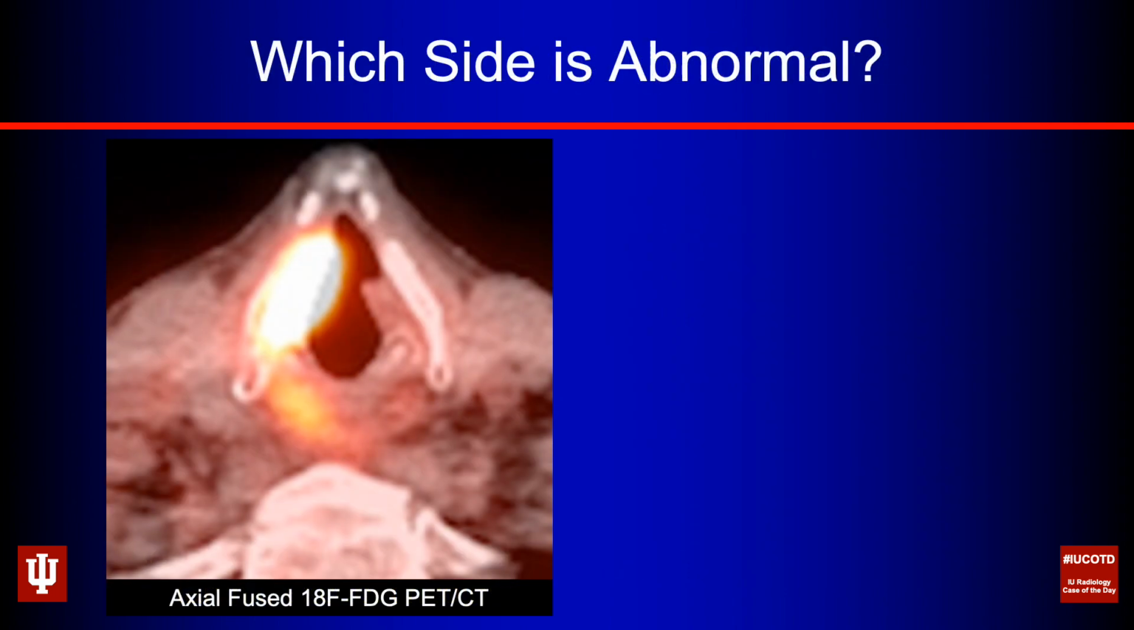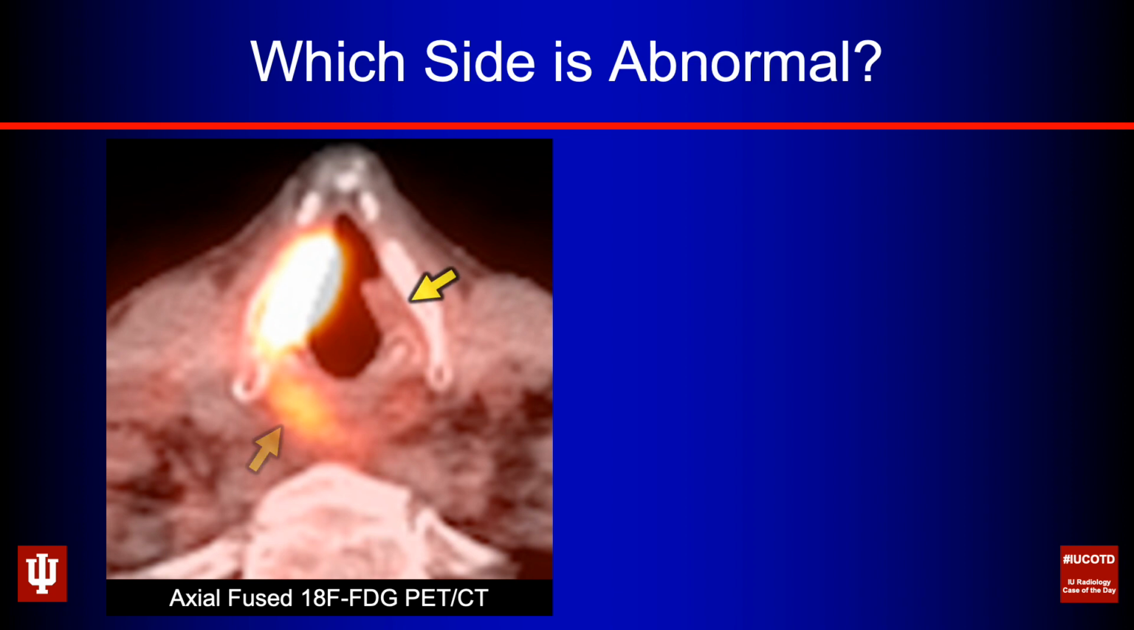So, as we look here, the question is which side is abnormal? We have an axial fused FDG PET CT. Let's run through the imaging findings. We've got marked increased metabolism within the right true vocal fold. We've got our cricoarytenoid here, also showing FDG uptake. So is the right side abnormal or is the left side?